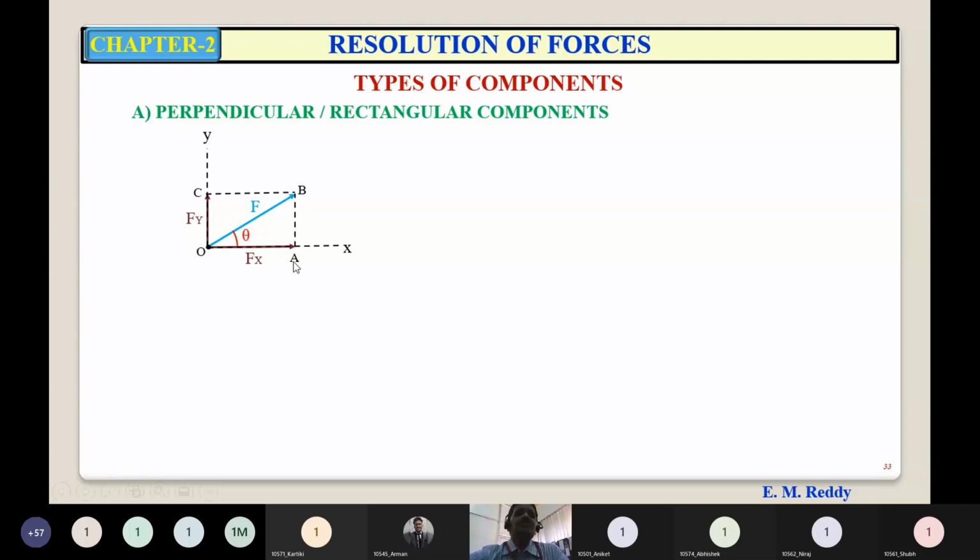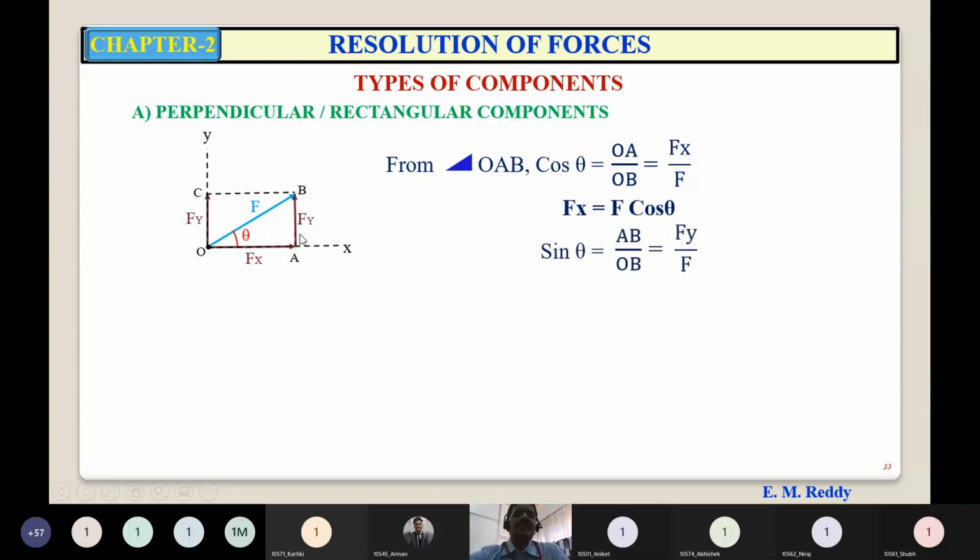Now here OC is equal to AB, that is Fy. From the right angle triangle OAB, cos theta is equal to adjacent side OA upon hypotenuse OB. But OA is Fx and OB is F. That gives Fx is equal to F cos theta. Similarly, sine theta is equal to opposite side Fy by hypotenuse F, so Fy is equal to F sine theta. So F cos theta and F sine theta are known as the x and y components, the perpendicular components of force F.